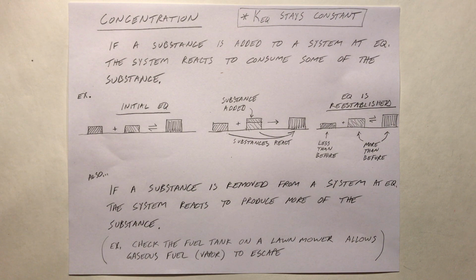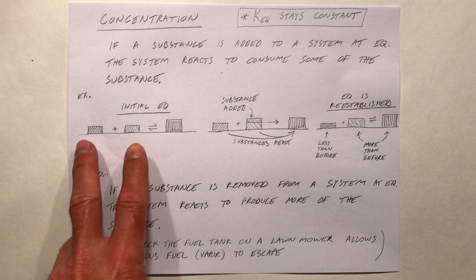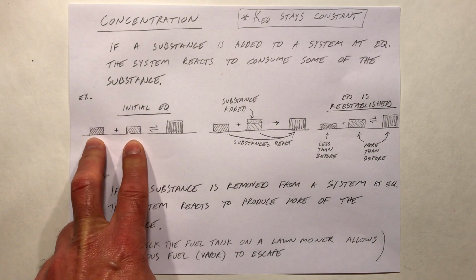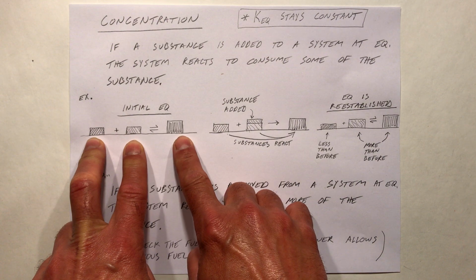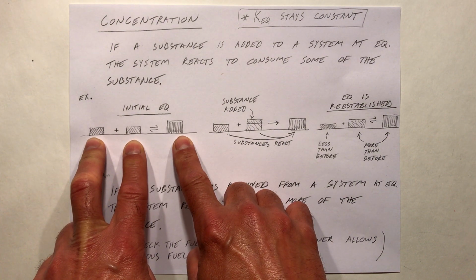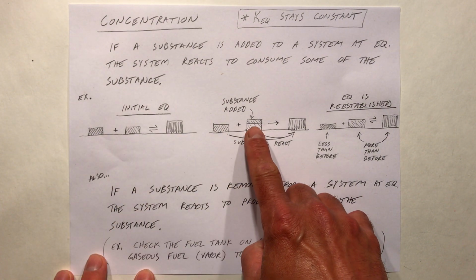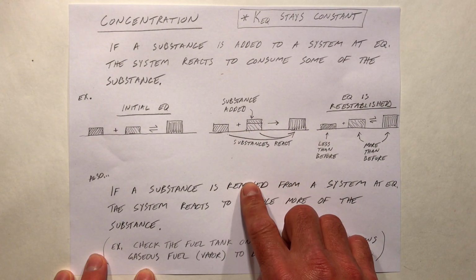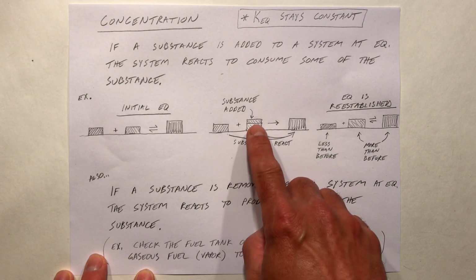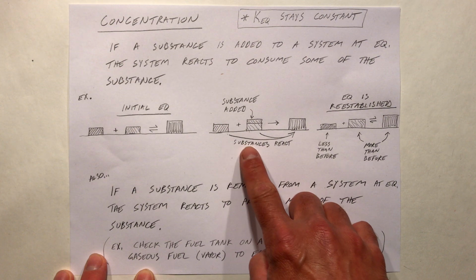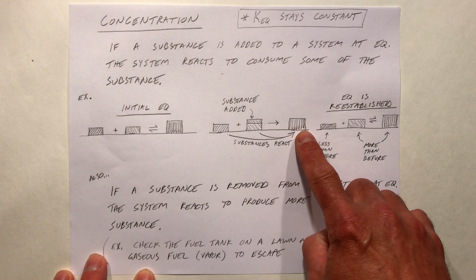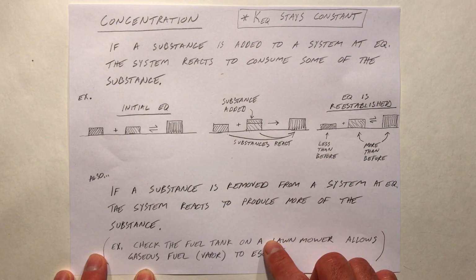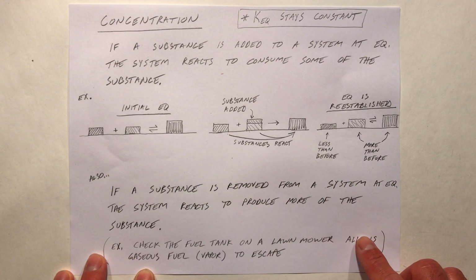If a substance is added to a system that's at equilibrium, the system reacts to consume some of that substance. So we have two substances on the left in equilibrium with this one substance on the right. And then we add some of this substance. That disturbs the equilibrium, and the substances on the left will react to produce more of that product on the right. A new equilibrium will be established.